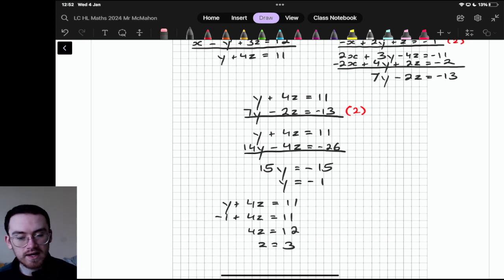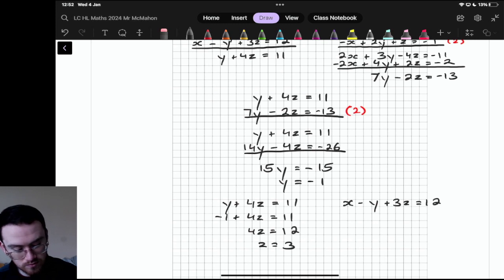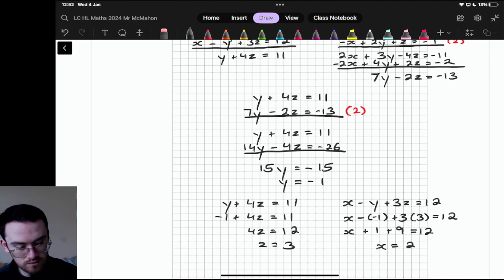And then we go back to one of the original equations that we had. So maybe x minus y plus 3z is equal to 12. We can sub in the two letters that we do have. So we haven't got x yet. We have y and we have z. So we can sub those in, and we'll get that x is equal to 2.